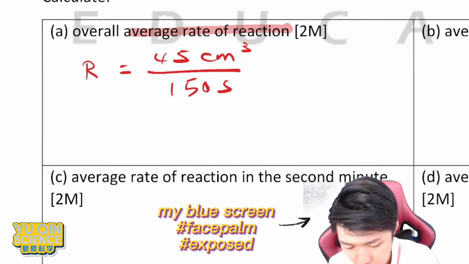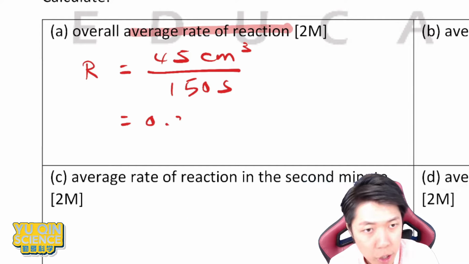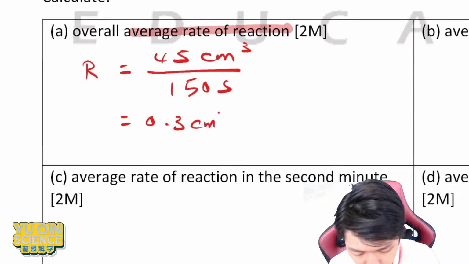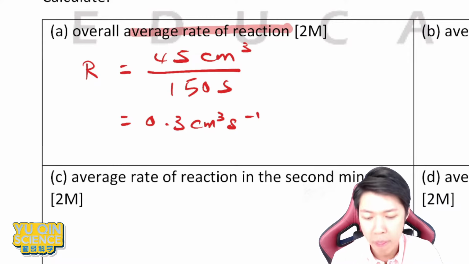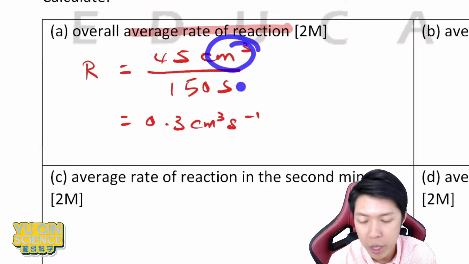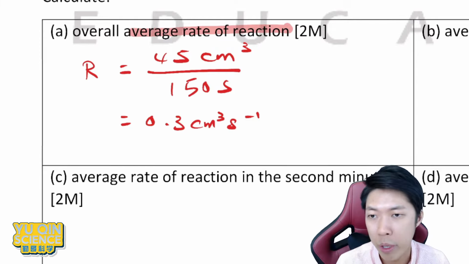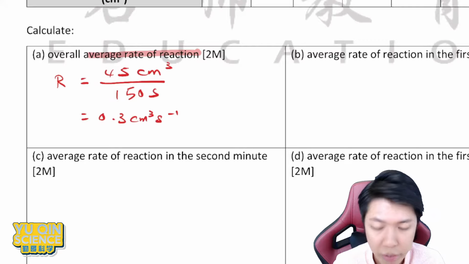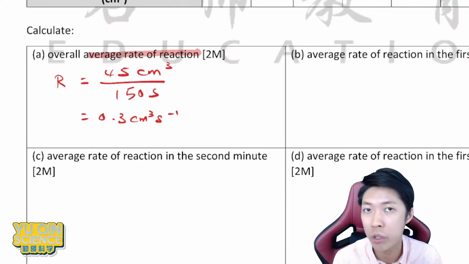Okay. Equals to 0.3 cm3 s negative 1. Okay, cm3 negative 1 s negative 1. Okay, it's just like that. Very simple maths. Actually, not really difficult in maths. It's just you have to know what the question is looking for.